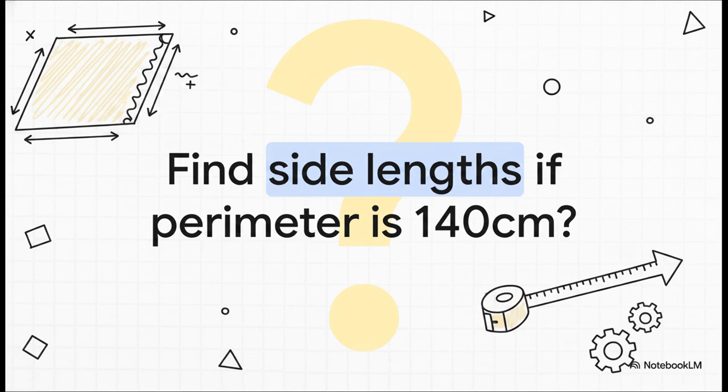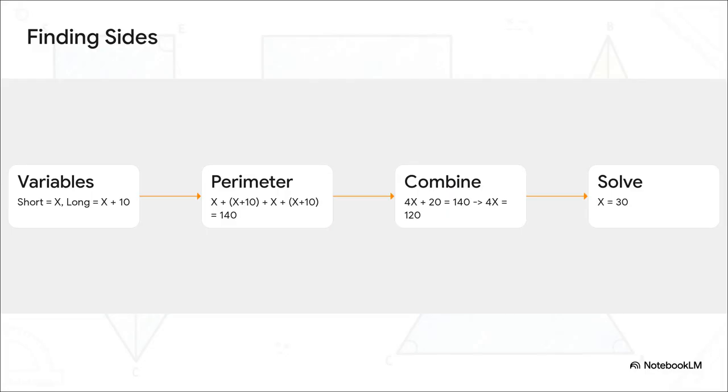The key is remembering the core property of a parallelogram's sides, which is that opposite sides are always equal. Let's formulate our equation. We're going to set the shorter side as our unknown x, which makes the longer adjacent side x plus 10. Now here's where the geometry magic happens. Because opposite sides are equal, we have 2 sides that are x and 2 sides that are x plus 10.